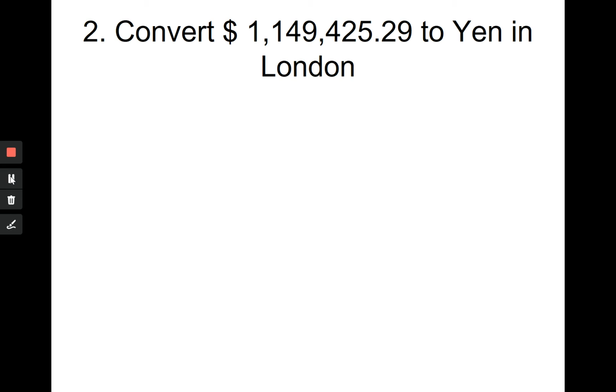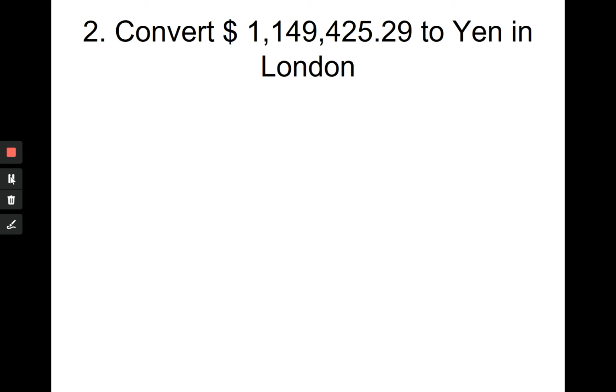Okay, now we got dollars in London. 1,149,425.29 dollars. But we didn't really want dollars. This was a dollar-based market, and they made us do our trade in two steps. We really would like to have yen. We like to purchase yen with our euros because yen is cheap in that market. Euros were expensive. We sold them, and now we want to purchase yen with the proceeds because yen is cheap.